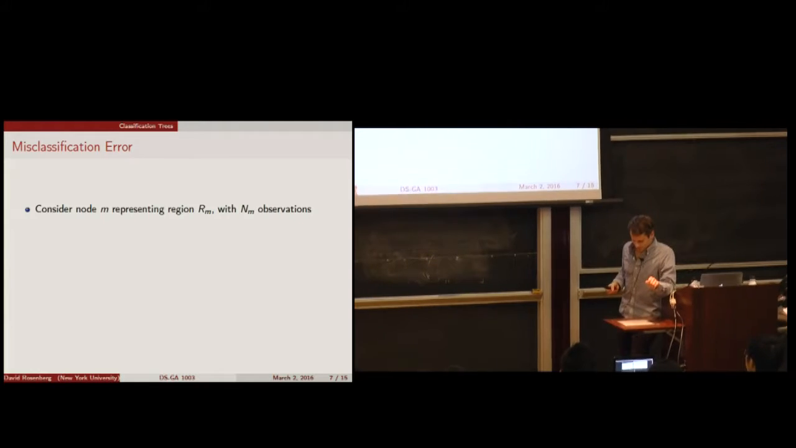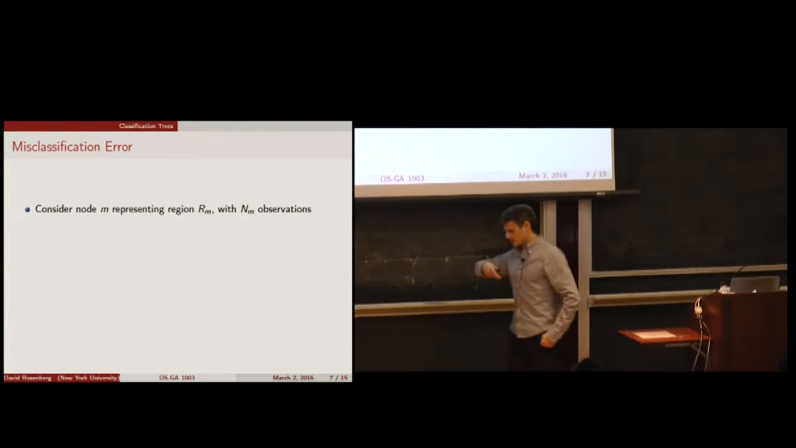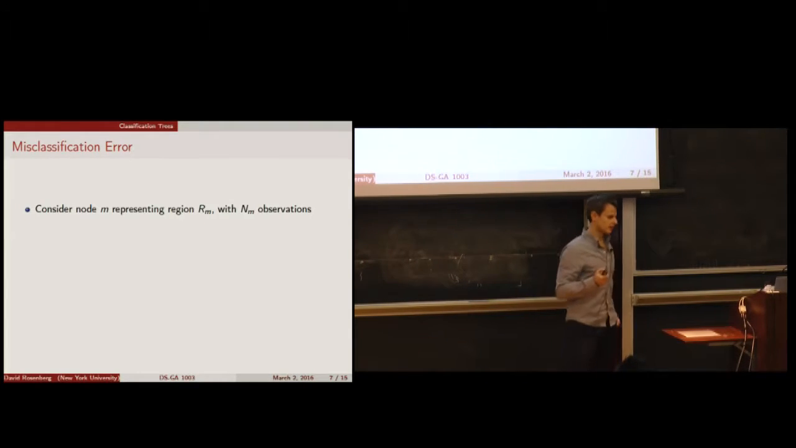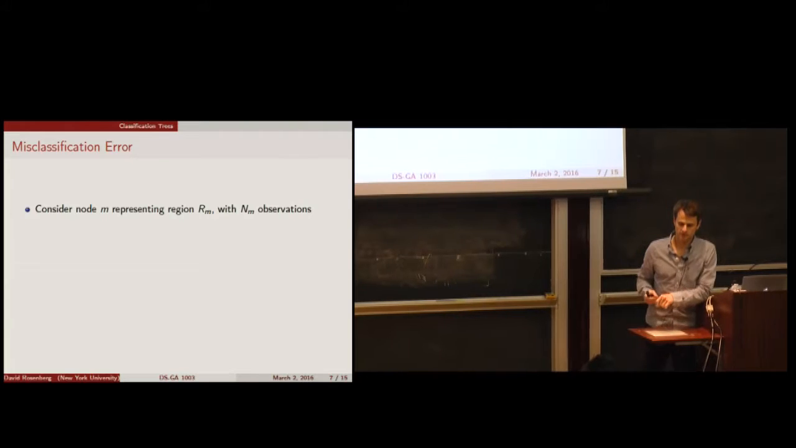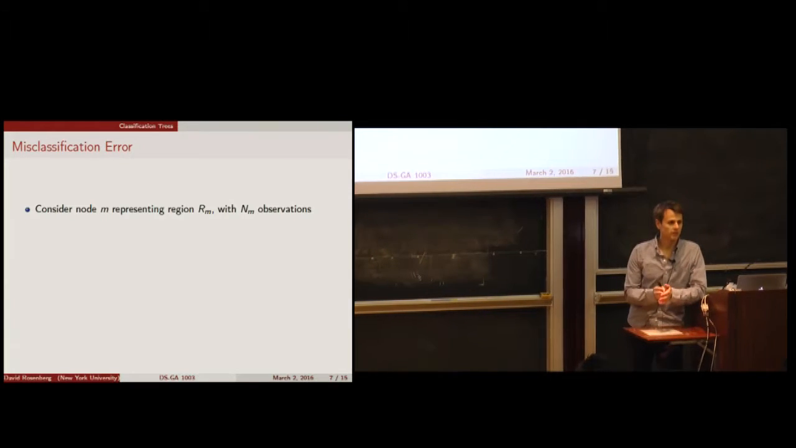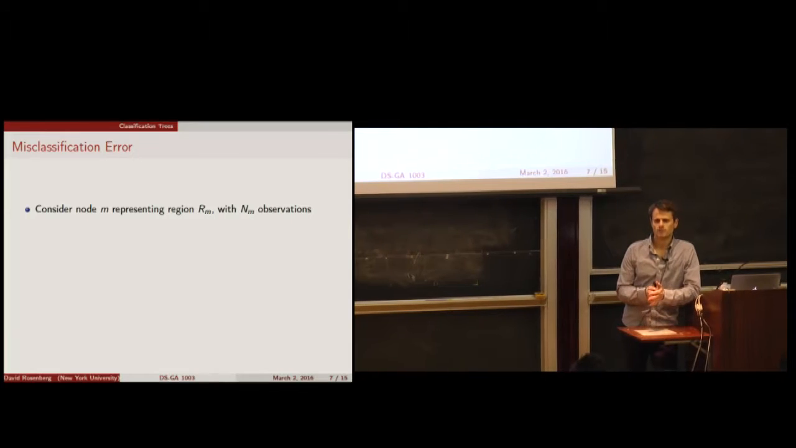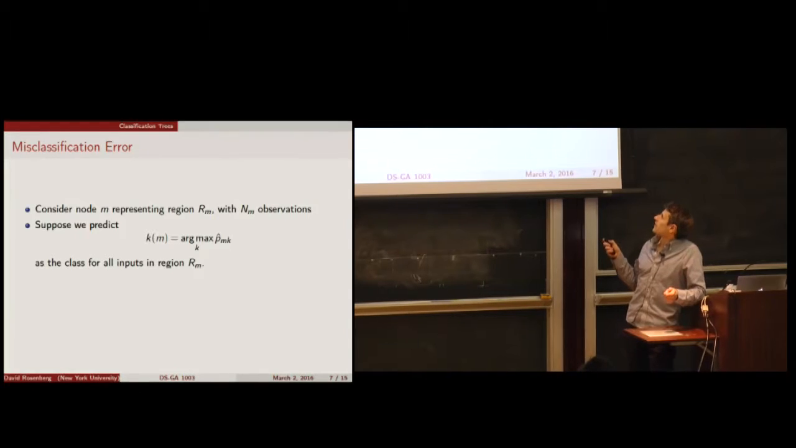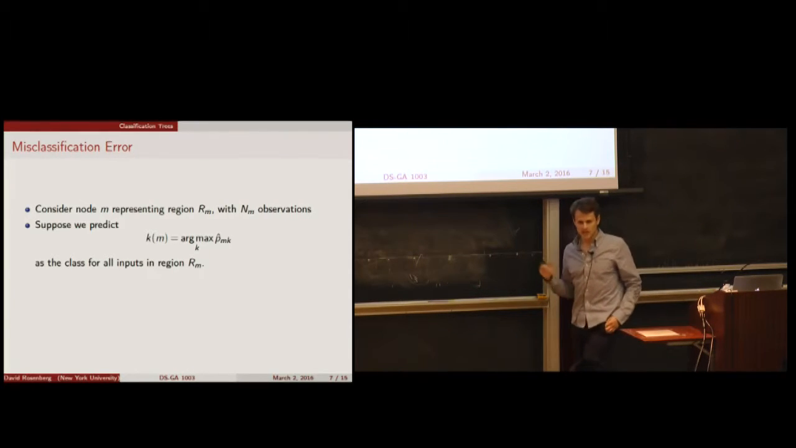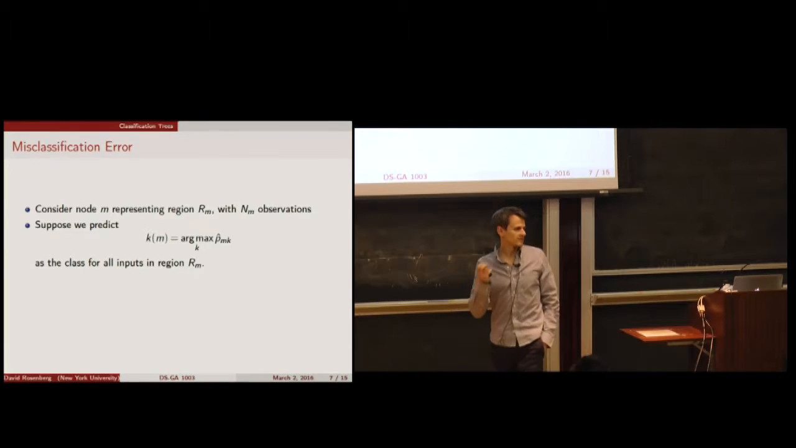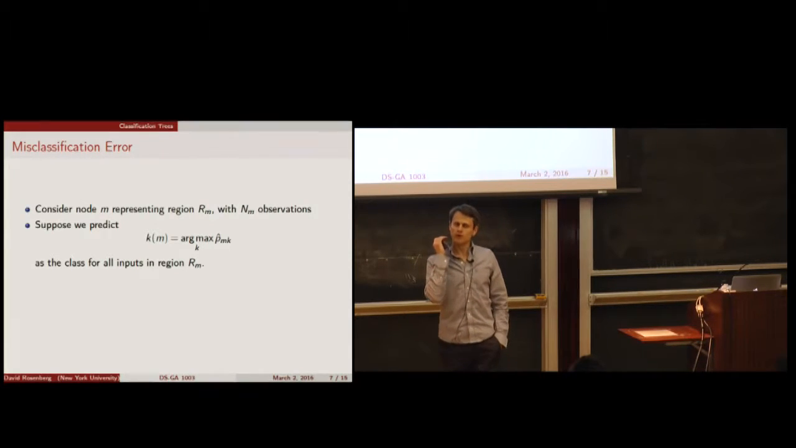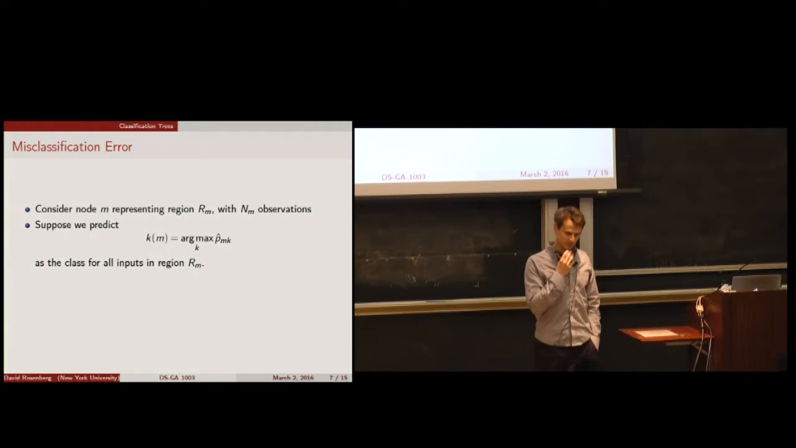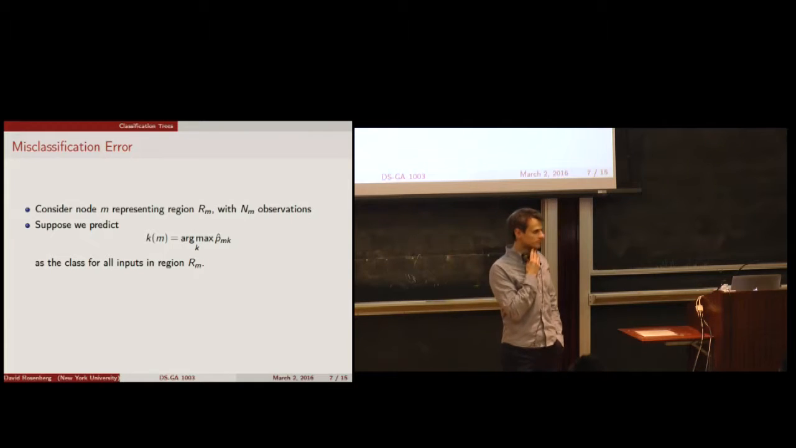All right, so now we've set up how we're going to do our predictions. Let's go back to predicting a single class for a node. How can we compute our expected misclassification rate for a particular node? Suppose we're predicting k of m because it had the highest p hat m sub k, the highest proportion. Based on this training set, what would we expect the misclassification rate for an input element that falls into the mth region of the space, or the mth node of the tree?